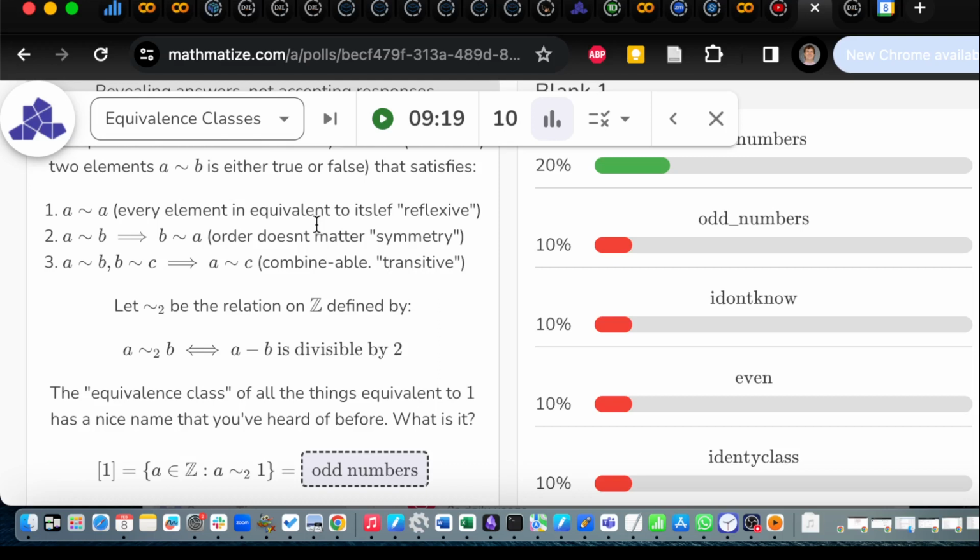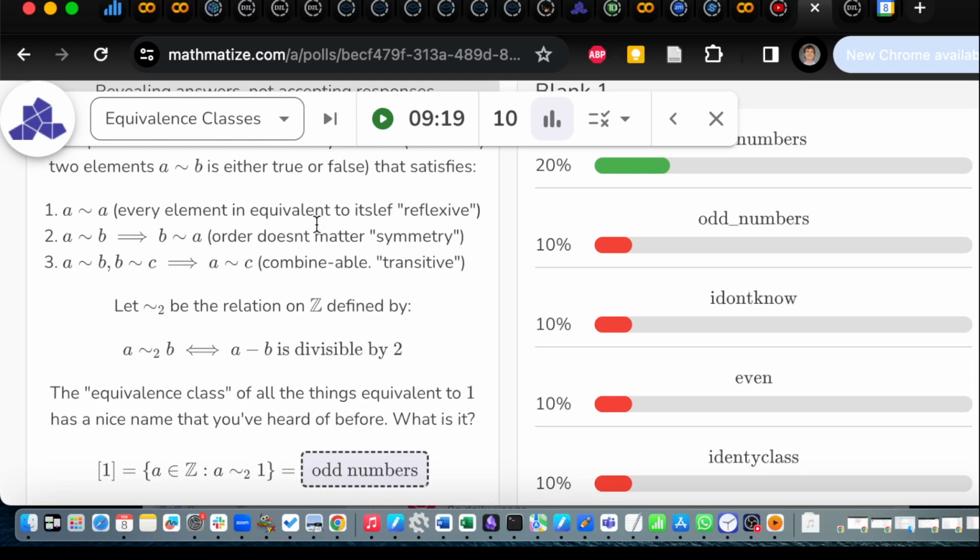Everything is equivalent to itself. If a is equivalent to b, then b is equivalent to a, because a minus b and b minus a: if that one is divisible by 2, the other one is the negative of it, so it's also divisible by 2. And finally, if you add up two numbers that are divisible by 2, then you'll still get something divisible by 2, which will prove number 3. So you have to do a little mini proof, but it works.